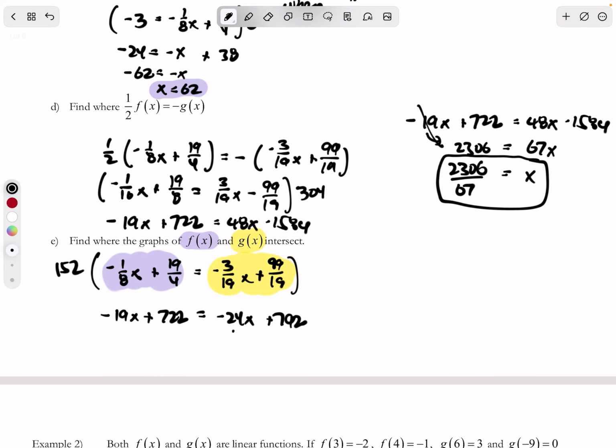Now, if I add over 24x, I get 5x. If I subtract over 722, I get 70. So x is 14.